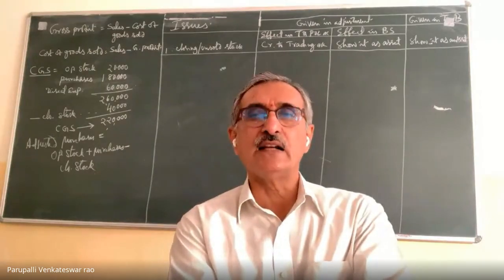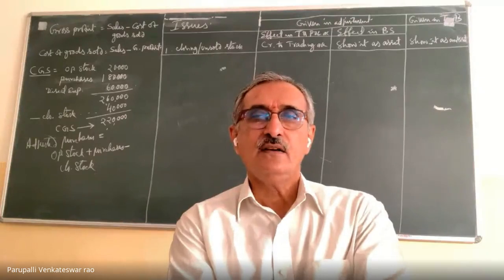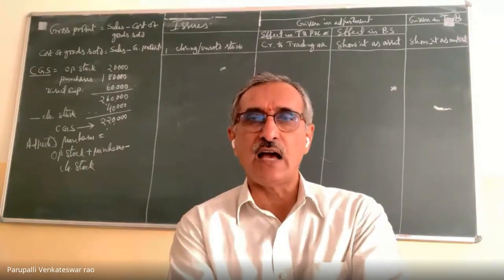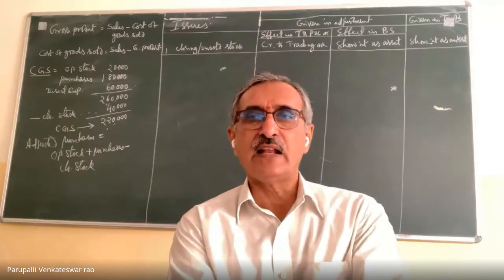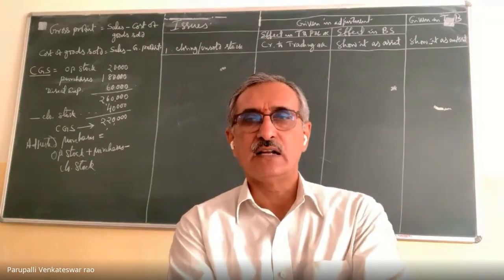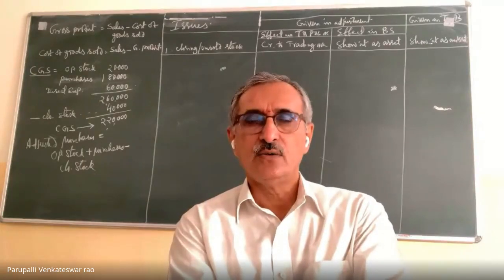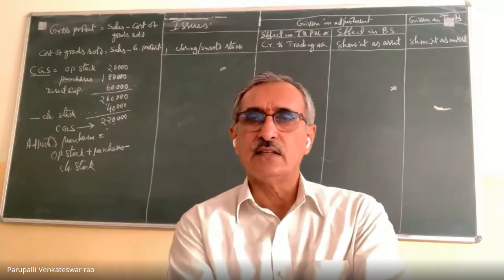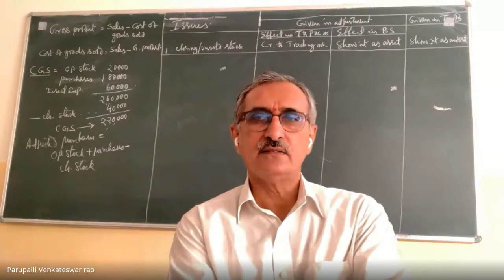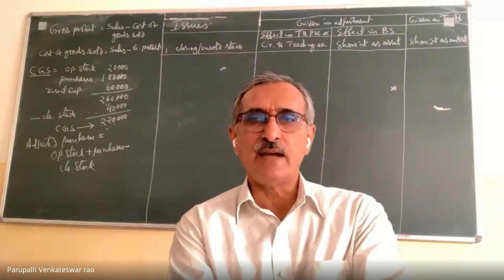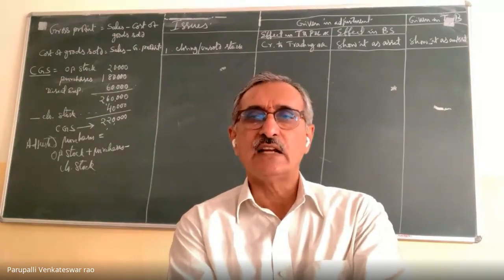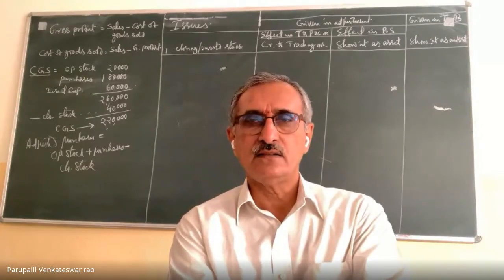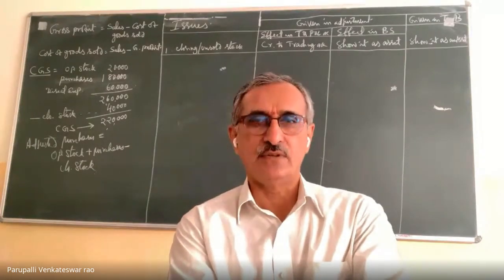Next one is current assets. Third group is current assets. Current assets means those assets which are convertible into cash within one financial year. Current assets are those assets which are convertible into cash within one financial year. Examples are cash, cash at bank, sundry debtors, unsold stock, bills receivable is the best example.